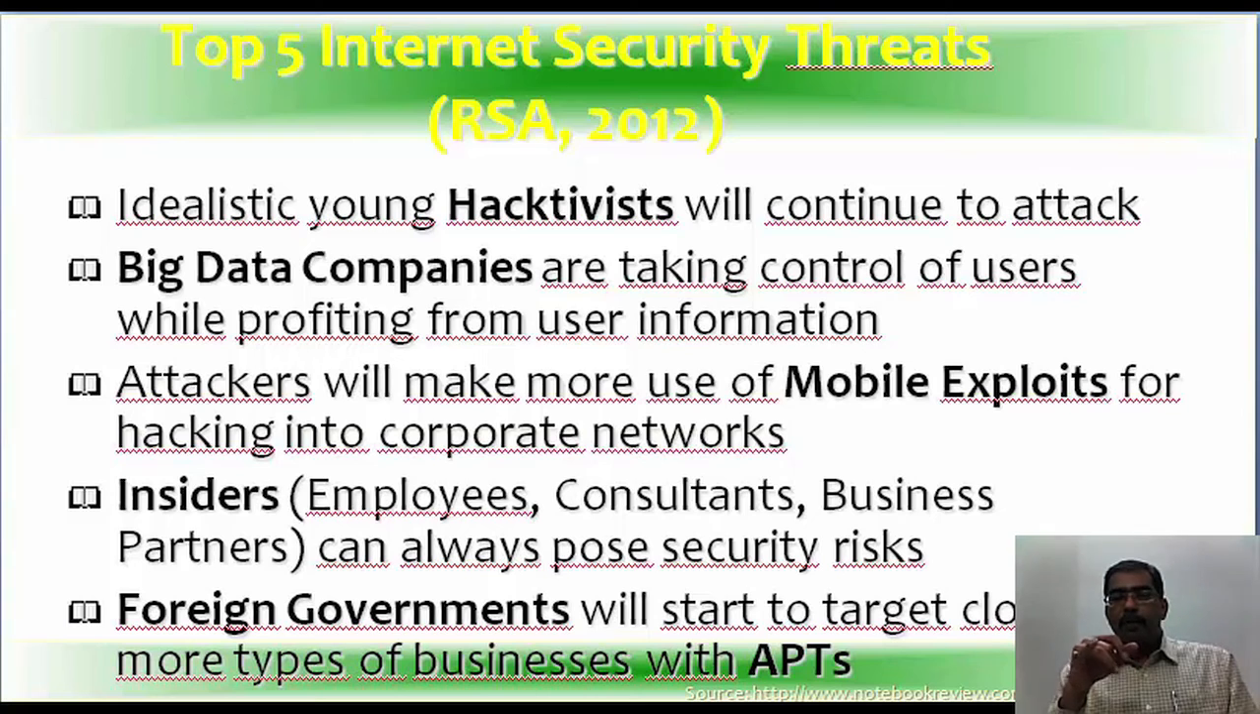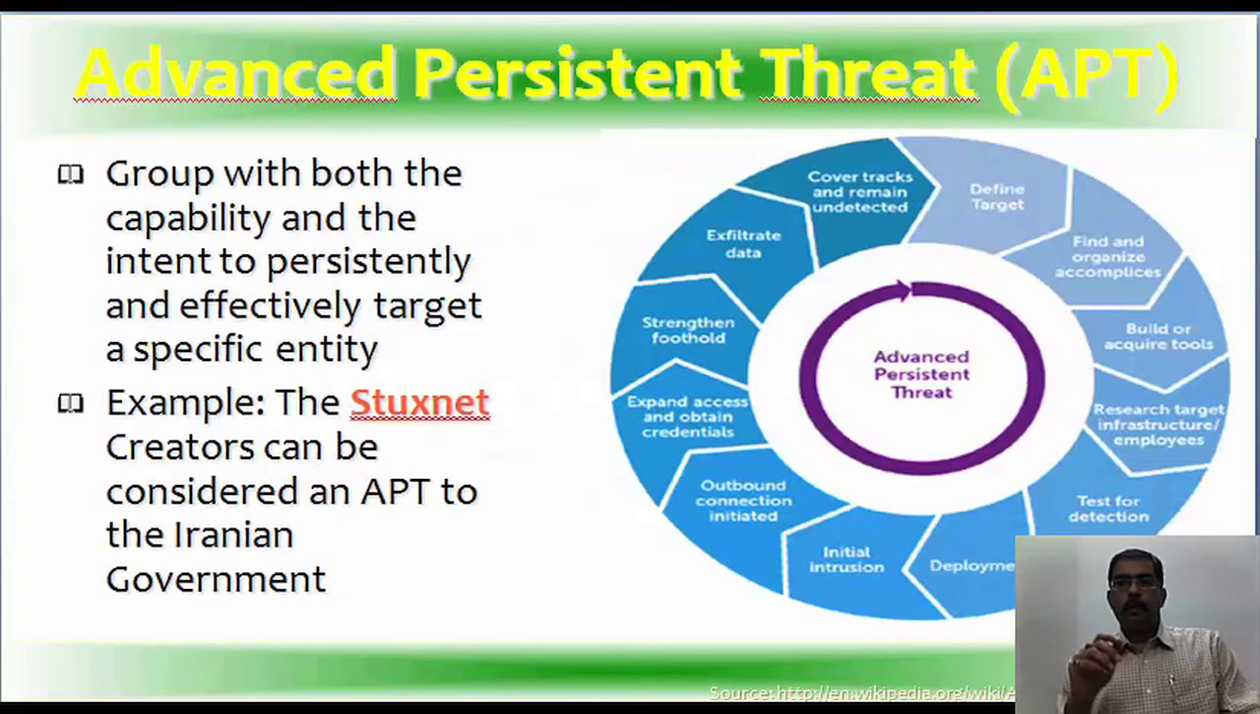At the same time, attackers will make more use of mobile exploits for hacking into corporate networks. Suppose I buy a basic phone, do my hack, and throw away the phone somewhere into a river. Now tracing also becomes a little difficult. So mobile exploits may be easier to do, but at the same time difficult to detect.